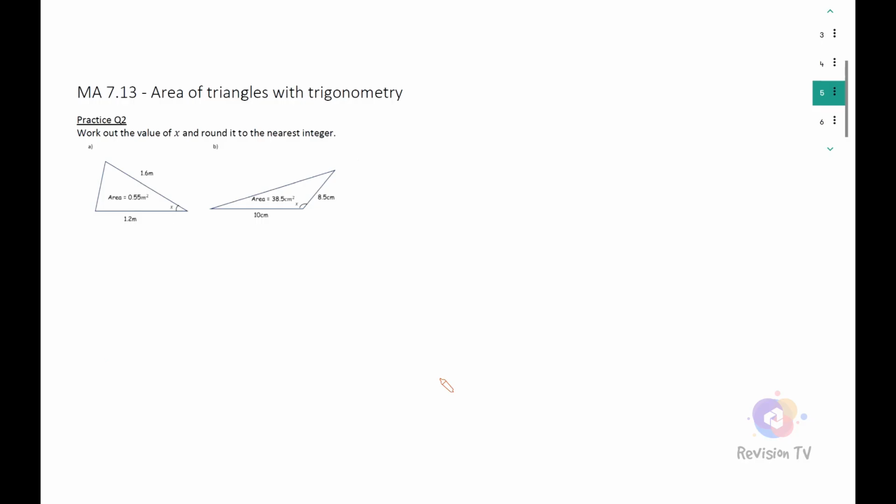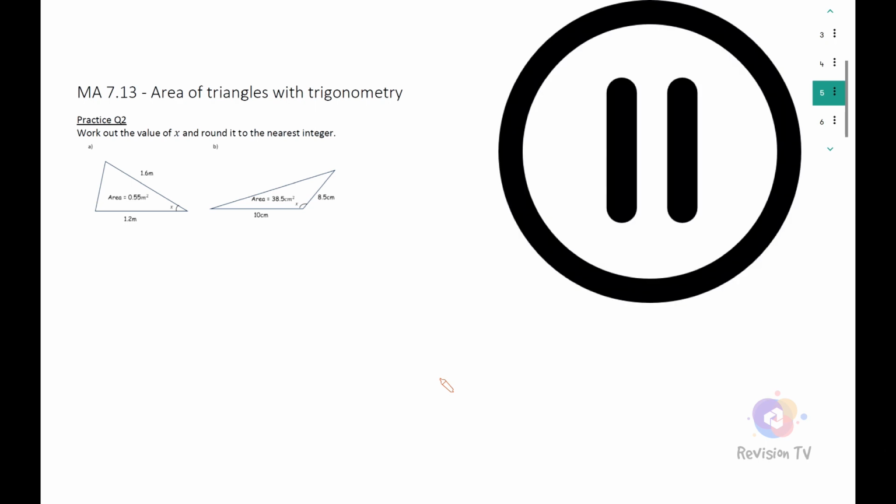Here comes practice question 2. This time you have to work backwards given the area. So pause the video, have a go at the question. When you're ready for the answer or when you're ready for help, then you can press play.